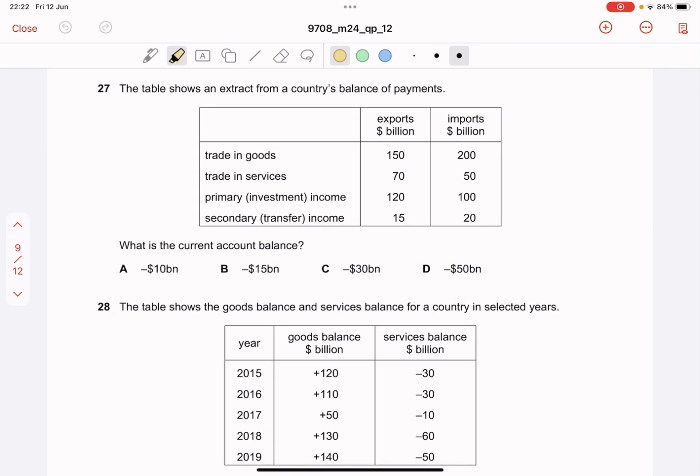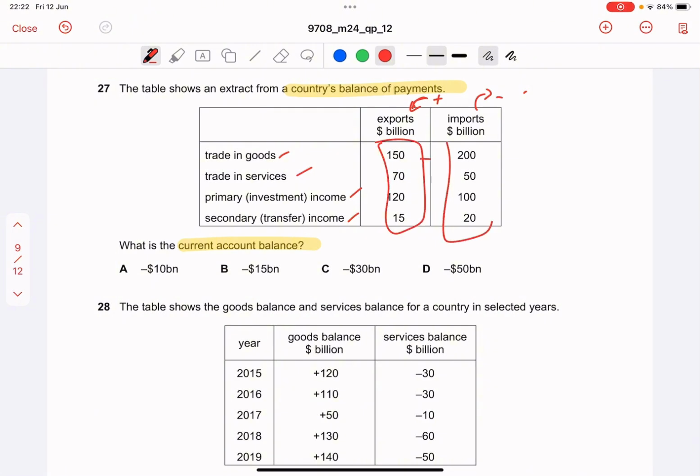Number 27. The table shows an extract from a country's balance of payments. What is the current account balance? All right, the components of the current account balance are trade in goods, trade in services, primary income, and secondary income. Yep, that's all included in the current account balance. Now, exports are what come into the country and imports are what go out of the country. So if it's inside, it's plus. If it's outside, it's minus. So what you basically do is add all of this up minus with all of this. So just put that in the calculator.